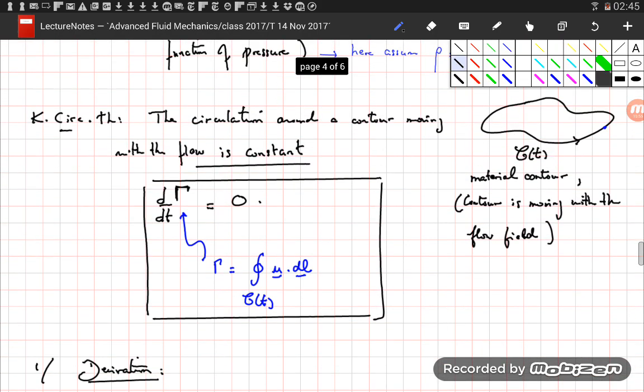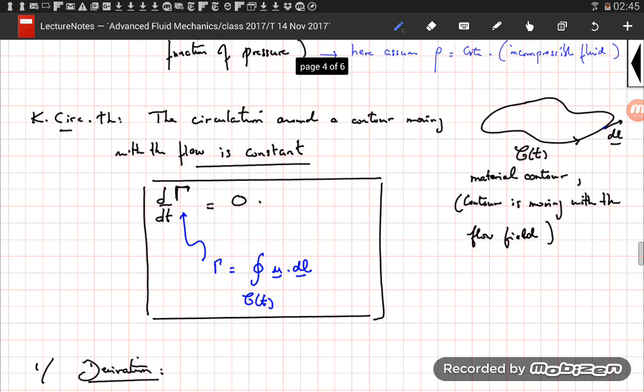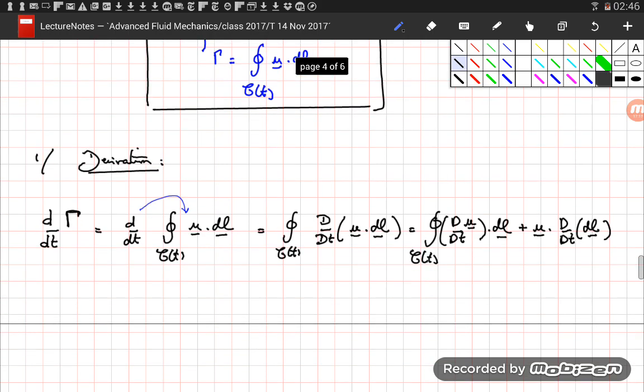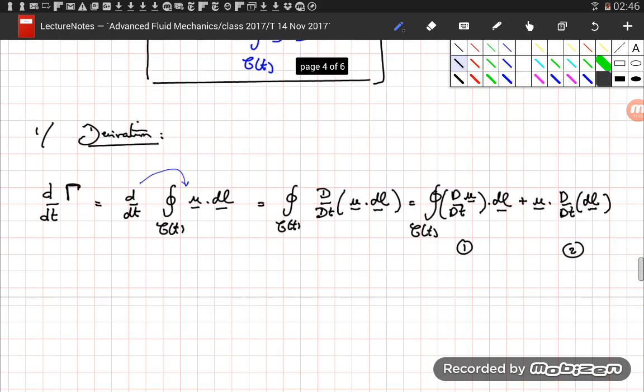Now remember, this contour is moving, so my dl is also a function of time. Later on, this contour will have translated somewhere here, will have moved and deformed, and therefore the dl will have moved as well. So this dl is not constant in time. So I have two terms in this integral, 1 and 2. We'll just look at them separately. So let's start with 1.